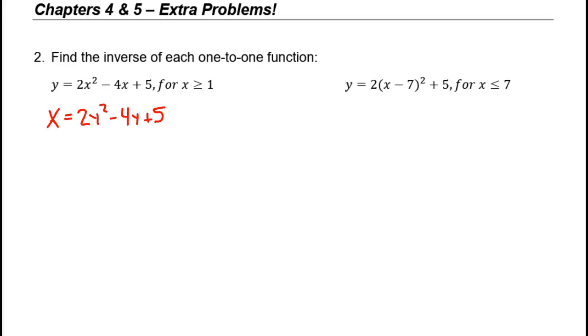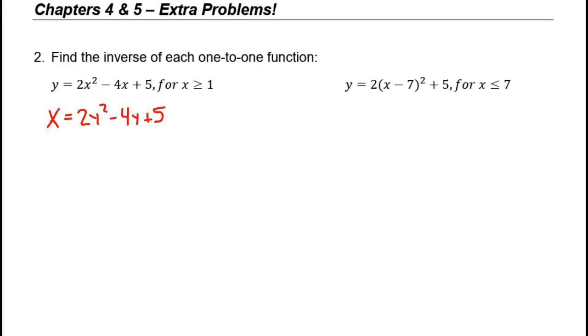solve for y. The procedure that I'm going to use is I'm going to show you completing the square on y. Your textbook uses the quadratic formula here, so if you want to see a different option, go ahead and take a look at the textbook to see how to use the quadratic formula.